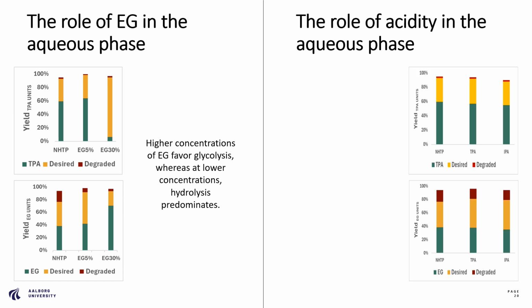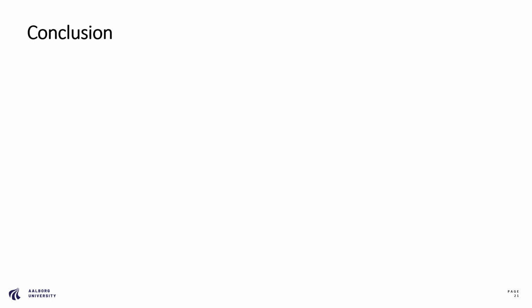On the right hand side, the stacked bar chart shows the yield of TPA and EG under different acidic conditions compared to neutral hydrothermal processing conditions at 310 and 20. Our results indicate that acidity doesn't affect the yields or the chemistry of the process, suggesting it primarily facilitates the hydrolysis process. So after all this, I will conclude my research on these 5 points.